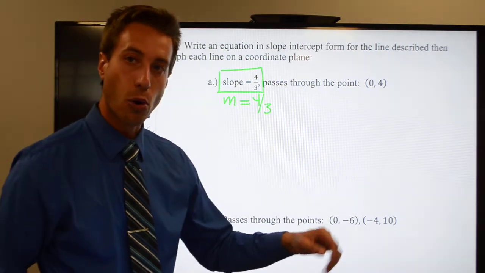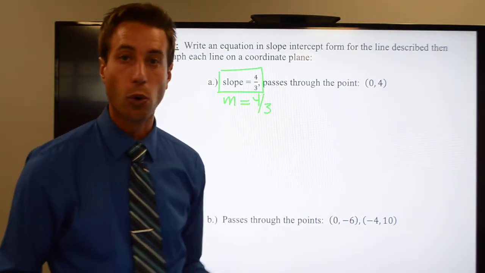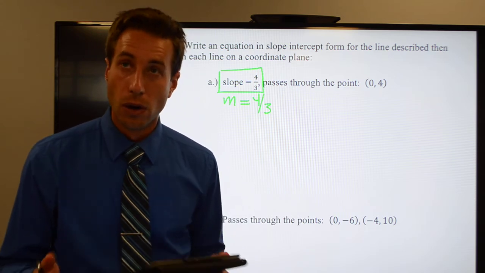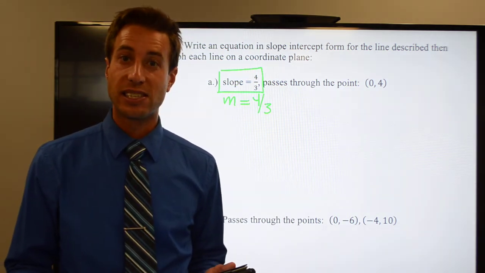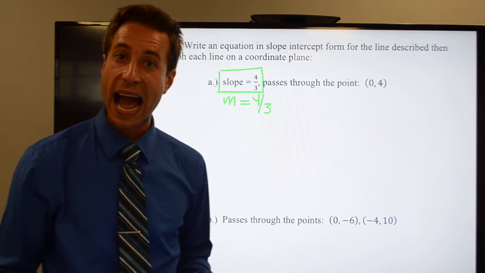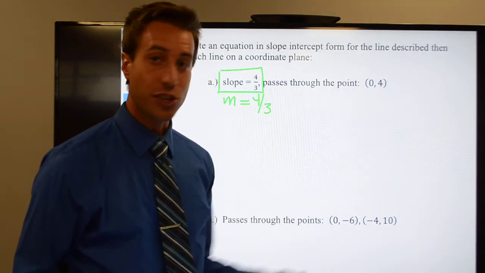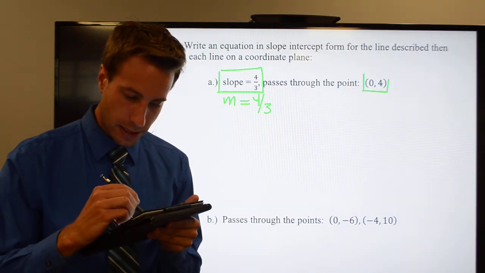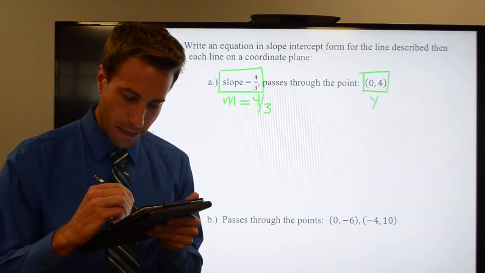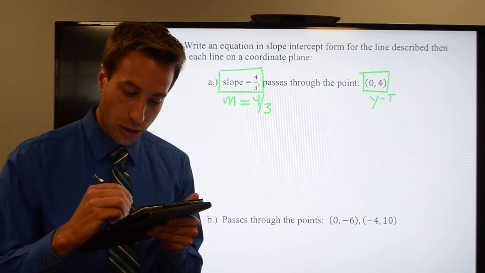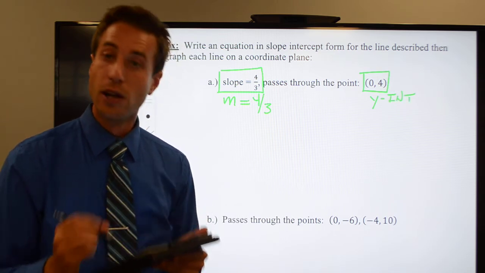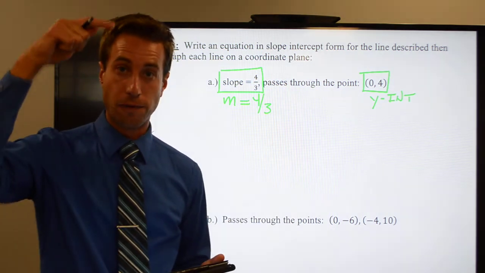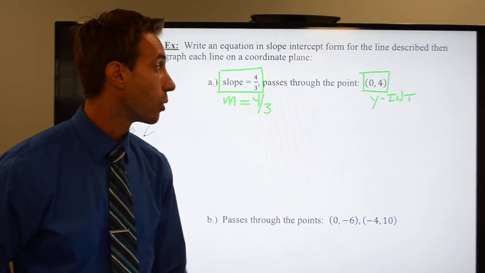Now let's take a look at the point. Please notice that the point is (0, 4). The x value is 0. Well, anytime the x value is 0, that means you're on the y-axis. So actually what you've been given is the y-intercept. That is the point where your line is going to cross the y-axis. We're going to cross the y-axis at (0, 4). So I've been given the y-intercept.